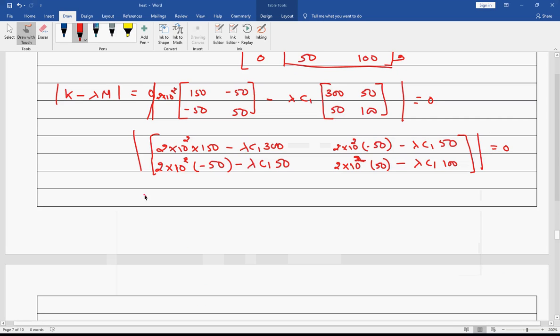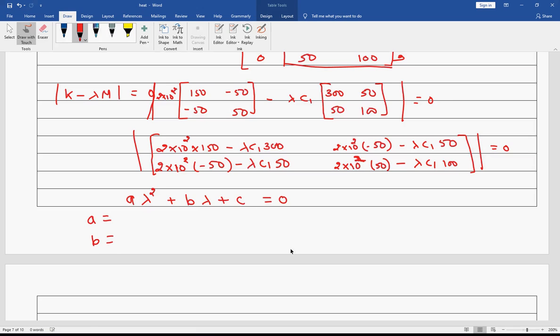Okay, so basically what you are going to get is lambda square and its coefficient I call as a, plus b lambda plus c is equal to 0. This is what I am supposed to get. So you have to let me know the value of a, the value of b, and the value of c. So this is the task.